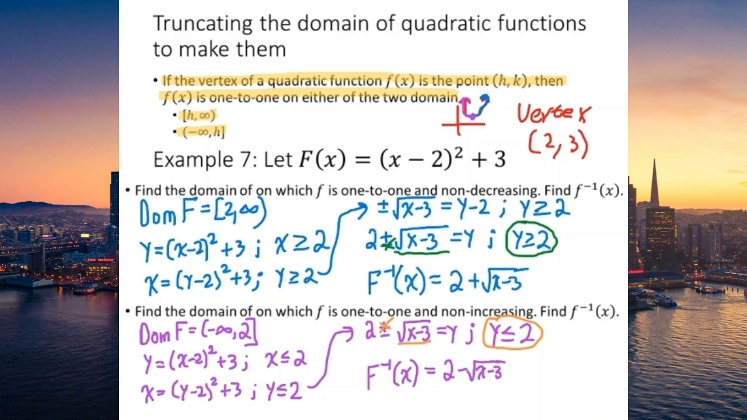So whenever we truncate the domain of functions that are not 1 to 1 in such a way that makes them 1 to 1, based off of how we truncate that domain, it will have an effect on what our inverse function is. You can see just by having two different domains, we wound up with two different inverse functions. So be very careful about the domain of non 1 to 1 functions.